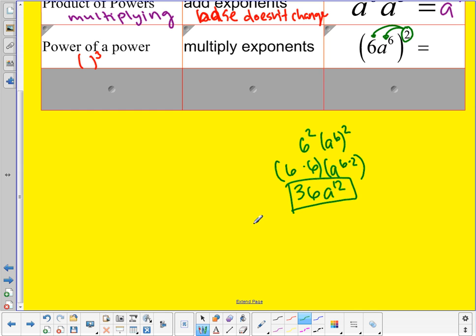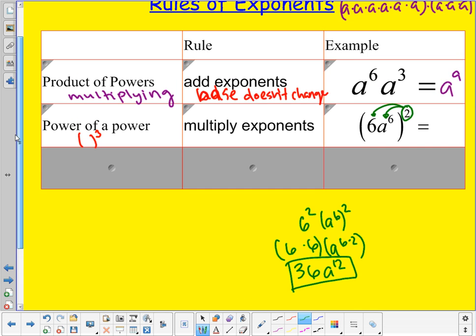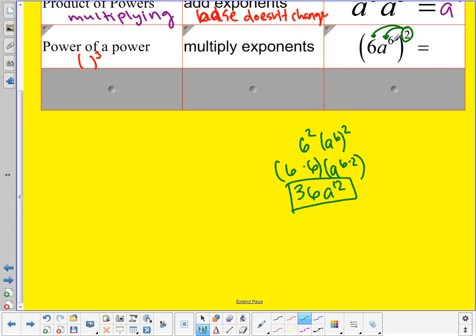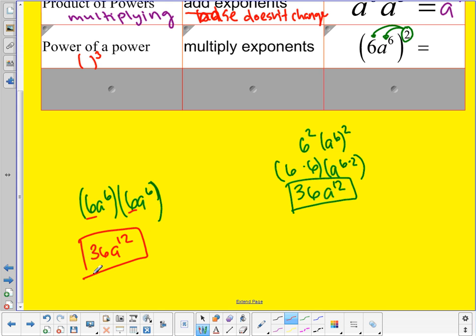The other way I can think of this power of a power rule, because it's sometimes confusing: if I have 6a to the 6th all raised to the 2nd power, that's the same as 6a to the 6th multiplied by itself 2 times, with parentheses over the whole thing. So I'm multiplying 6 times 6, which is 36, and a to the 6th times a to the 6th, which is a to the 12th, because we add the exponents when we multiply powers. Either way you think about it, you get the same answer: 36a to the 12th.